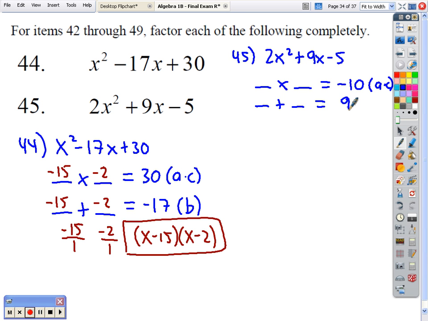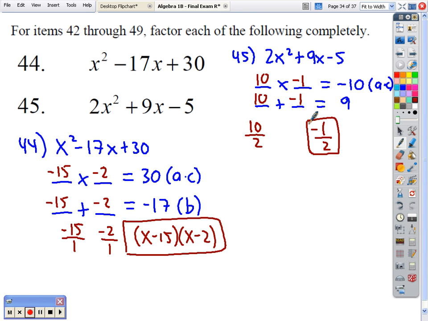Okay, well what times what equals 10? It's either 10 times 1 or 5 times 2. It's going to be a combination of 10 and 1. Since b, 9, is positive, we know that 10 has to be positive. So it's going to be 10 times negative 1 and 10 plus negative 1. Now here's where it gets a little bit different. We put it over the a values.